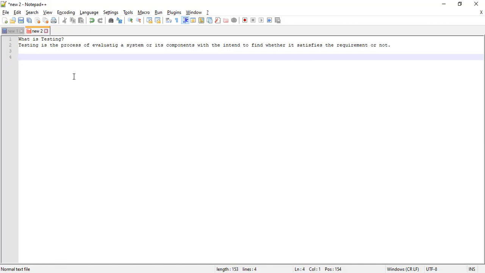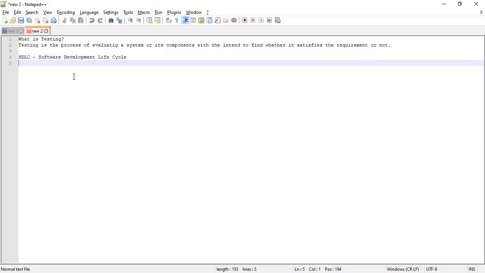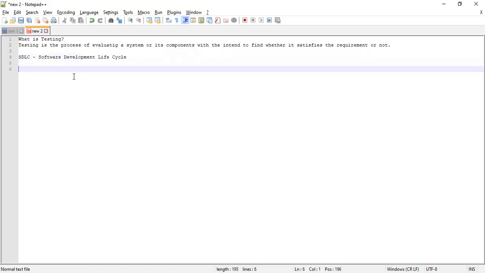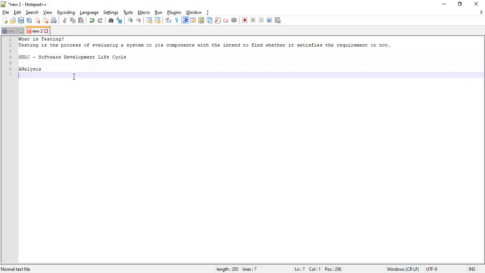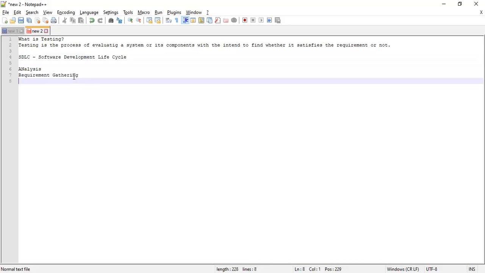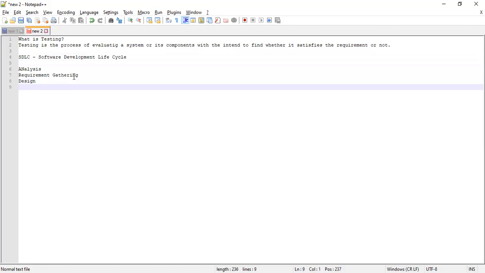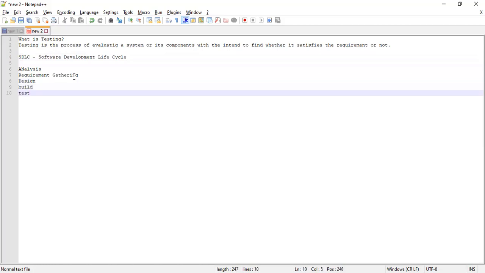Defects can arise in any of the SDLC flow. You know the SDLC flow, right? What is SDLC? Software development life cycle. So what do we do in this? First we do analysis, the business requirement, the requirement gathering. Then we do the design, how the project should be designed, and then we build it, and then we do the testing. So this is how the SDLC works.